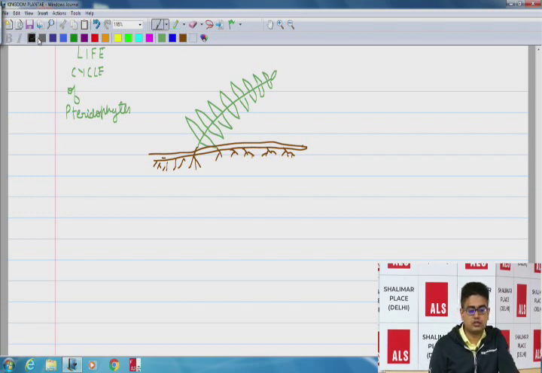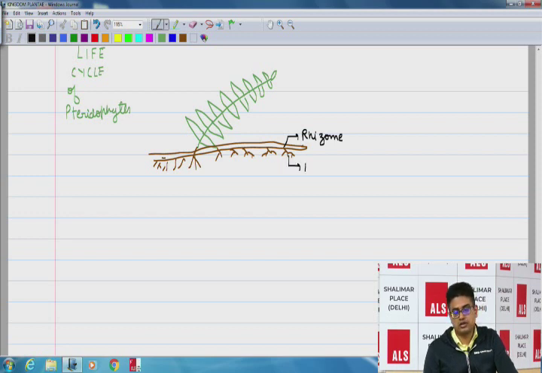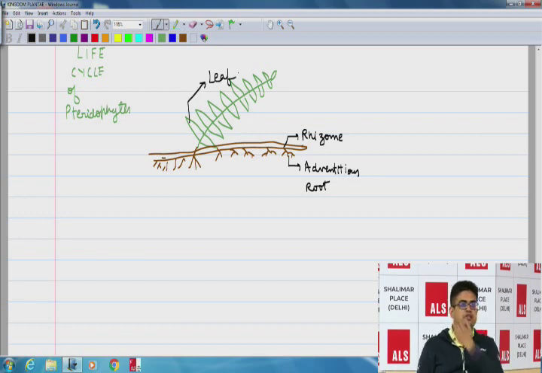So this is the rhizome. This is the adventitious root. This is the leaf. This is a compound bipinnate leaf. This part is a whole leaf.